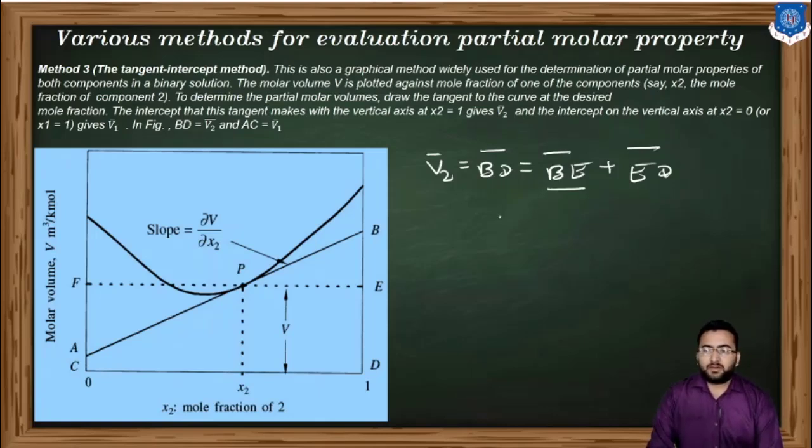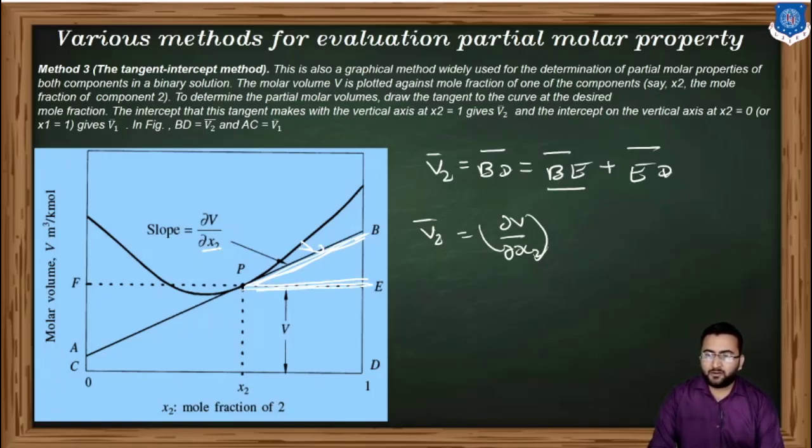So using trigonometry, we can find the value of line BE. Line BE can be given by the multiplication of BP and PE. So we can say that V2 bar is equal to the multiplication of BP, which is the slope of this triangle, and PE. The slope of this triangle can be given by del V upon del x2. So let's write del V upon del x2, which is the value of BP, multiplied with the value of PE. So what is the value of PE?